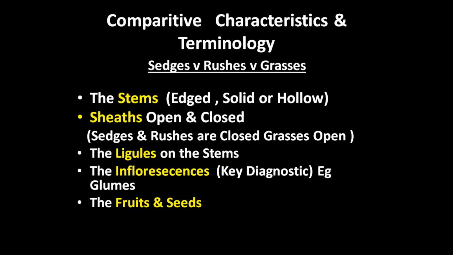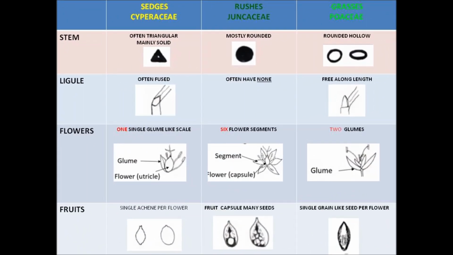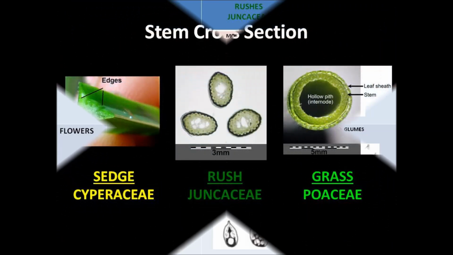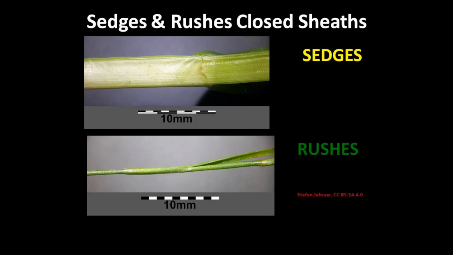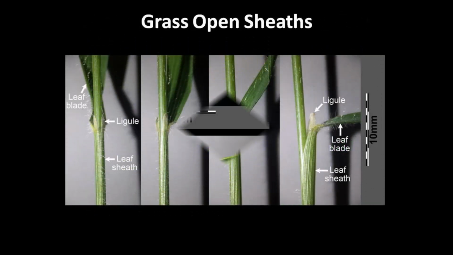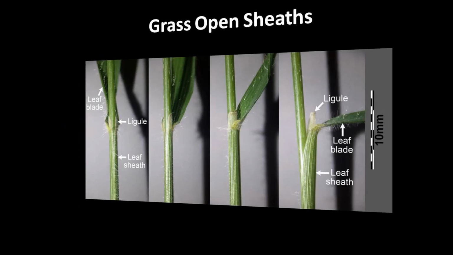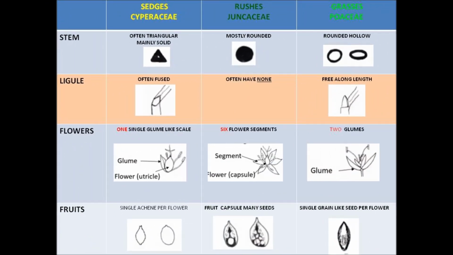Stems are straightforward, whether they are triangular with edges, as in the sedges, whether they're round, solid and spongy, as in the case of the rushes, or whether they're round and hollow, as in the case of the grasses. The next comparison to note in terms of the leaf sheath is that sedges and rushes have closed sheaths, and grasses on the other hand have open sheaths. The next comparison to note is that sedges and grasses have ligules. Rushes, on the other hand, tend not to.